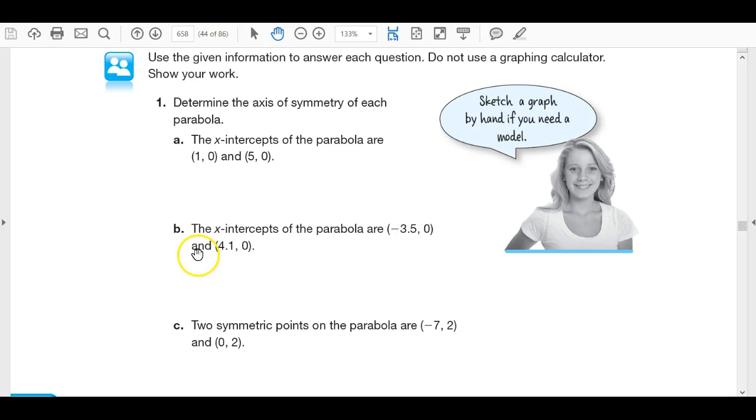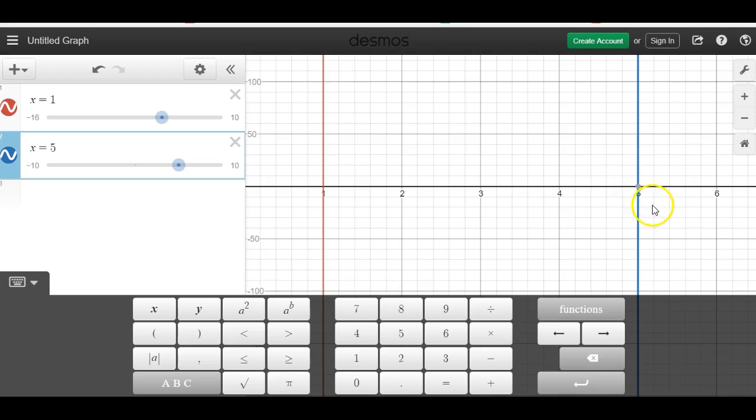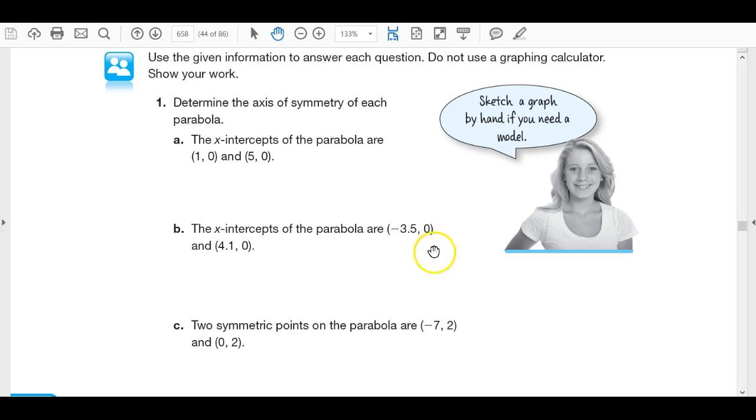How about negative 3.5 and 4.1? Well, I'm going to leave that for you to figure out, right? How far apart are they? Well, actually, let me help you a little bit with this one, right? How do we figure out how far apart things are? You take the bigger number and you subtract the smaller number, right? So if I want to know how far away 12 is from 8, I go 12 minus 8. So here I'd have to do that.